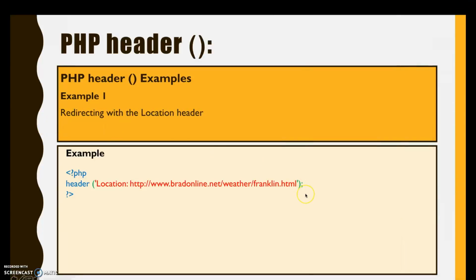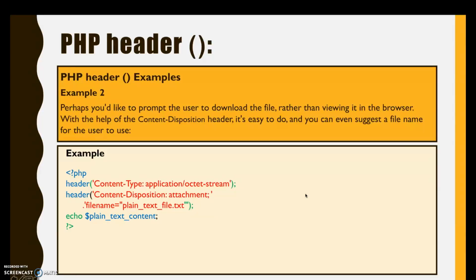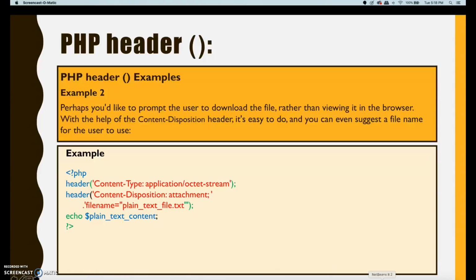Going back to the PowerPoint, go to the next slide, the next example. It says, perhaps you'd like to prompt a user to download the file rather than viewing it in the browser. With the help of the content disposition header, it's easy to do, and you can even suggest a file name for the user to use. Below, we actually have the header function that we're going to use, and we're going to go back to NetBeans, and we're going to run this.